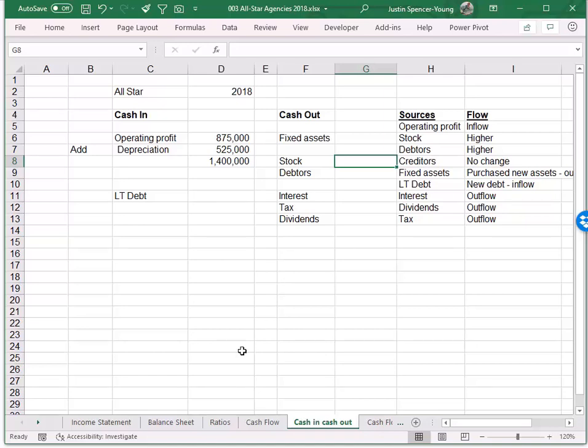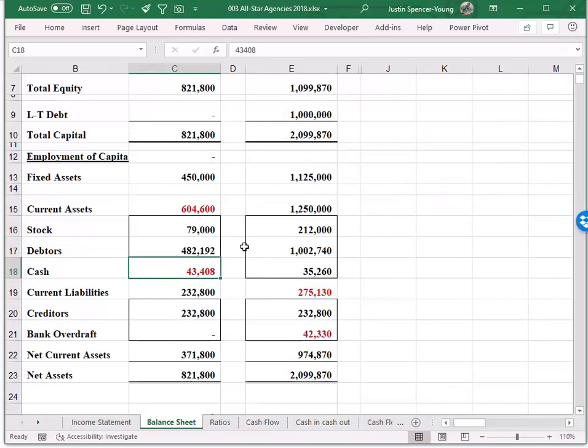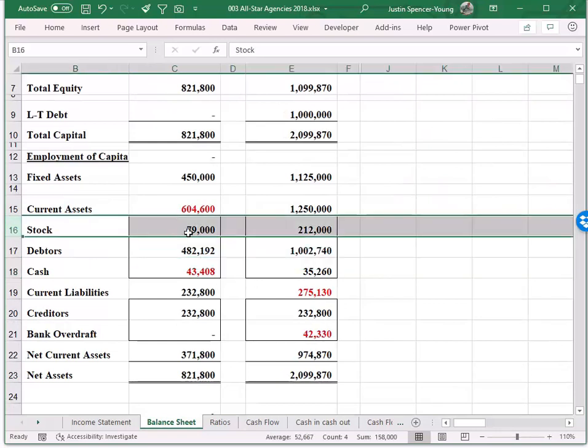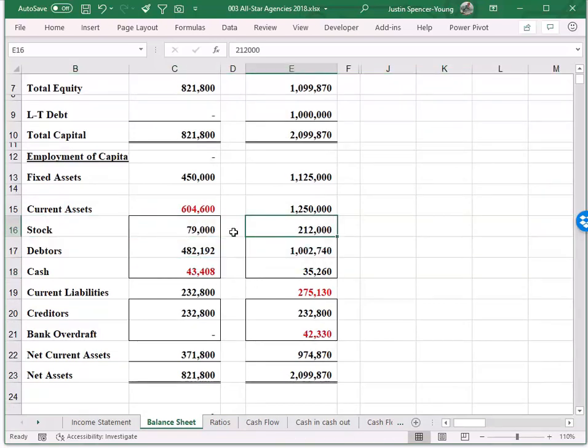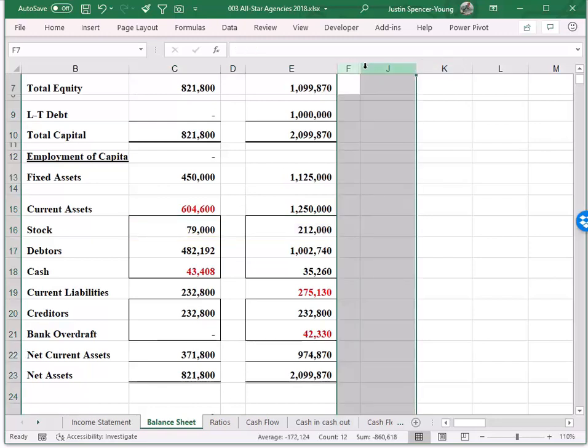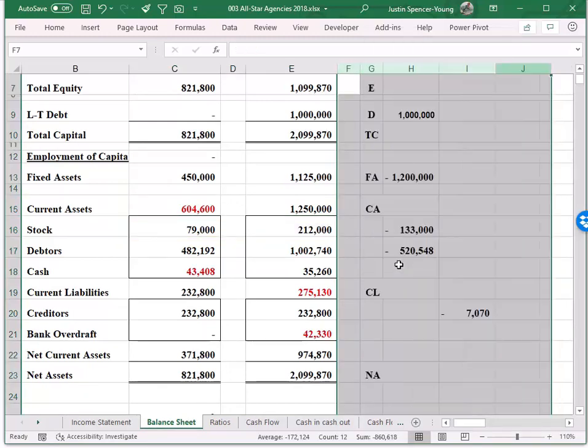So we need to go to the balance sheet, and we need to ask ourselves, looking at the stock items, from one year to the next, has the stock gone up or down? And our working capital rules tell us if the stock has gone up, which is the case here, our cash has gone down. How much has the cash gone down by? Well, it's the difference between the two.